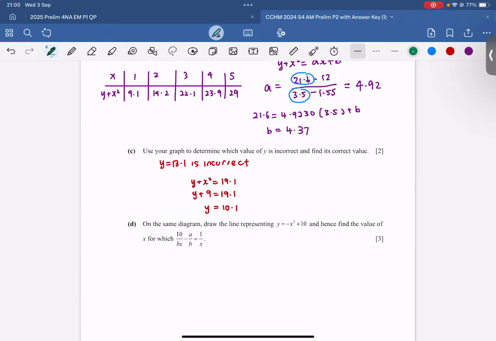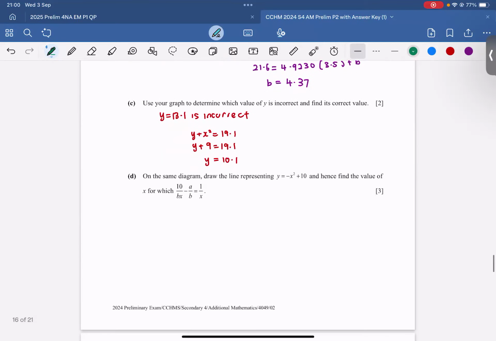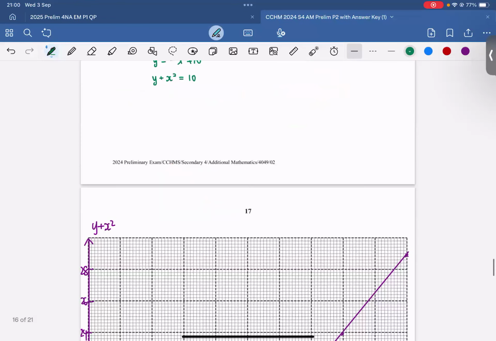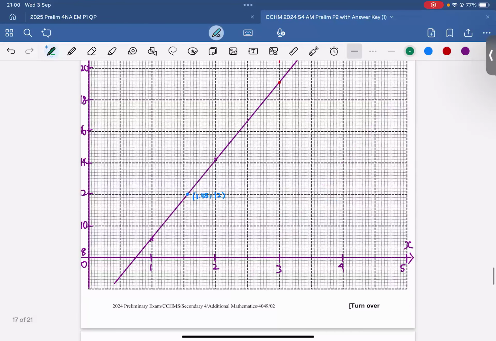Okay, on the last part, draw the line representing this. So what we need to do, we have to actually shift it into the correct form first. That means y plus x squared equals to something. So when I shift the x squared there, basically I'm just drawing the graph y plus x squared equals 10, which is just a horizontal line at 10. That looks like that. So this is my y plus x squared equals 10.